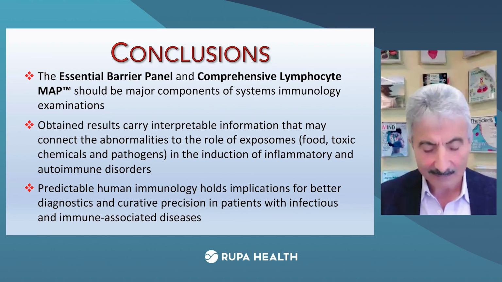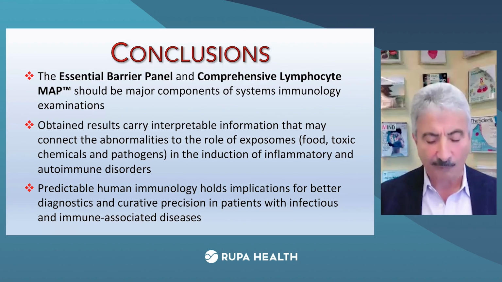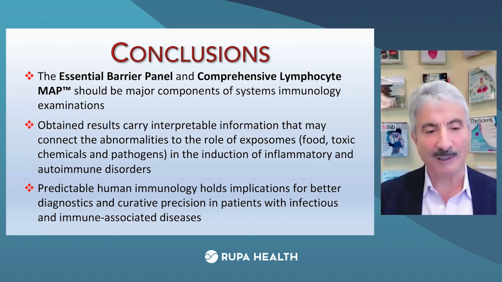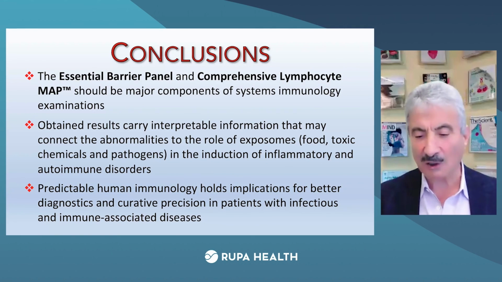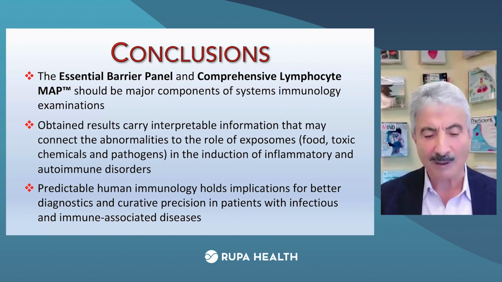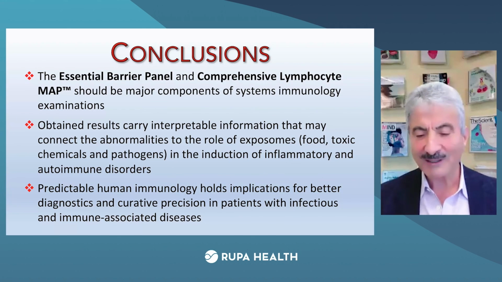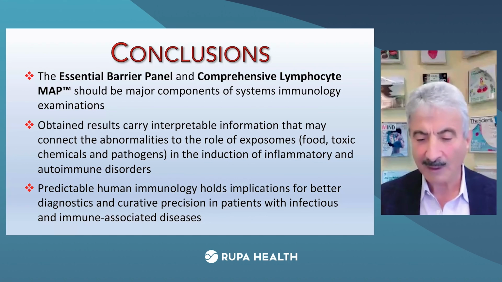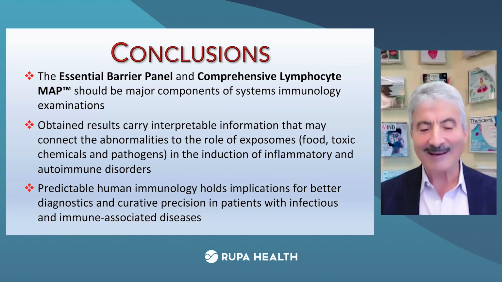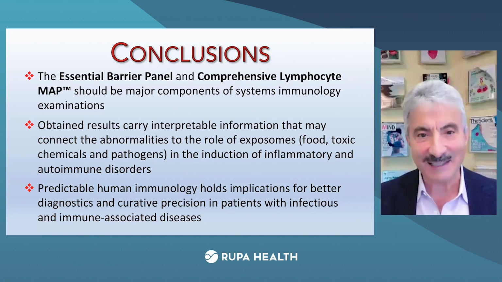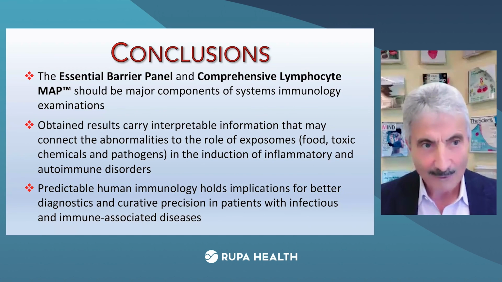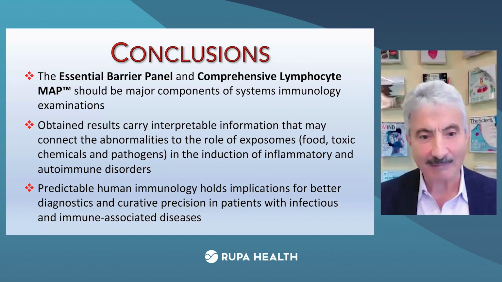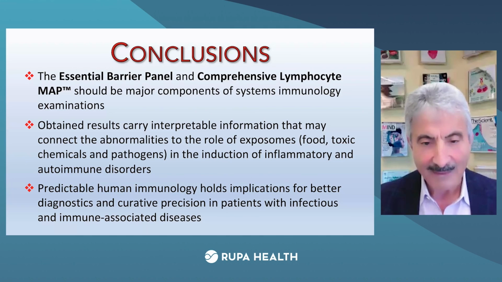That is a direct quote from Dr. Forlin's article, which was published in Trends in Immunology. I'm going to repeat that one more time. Predictable human immunology holds implications for better diagnostic and curative precision in patients with infectious and immune-associated diseases. And ladies and gentlemen, that is exactly what we do right now and what we started doing at Cyrex Laboratories in 2011. Thank you so much.